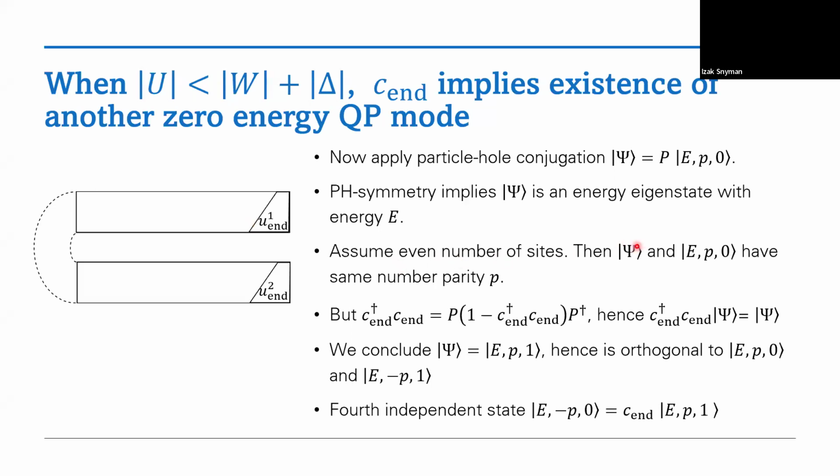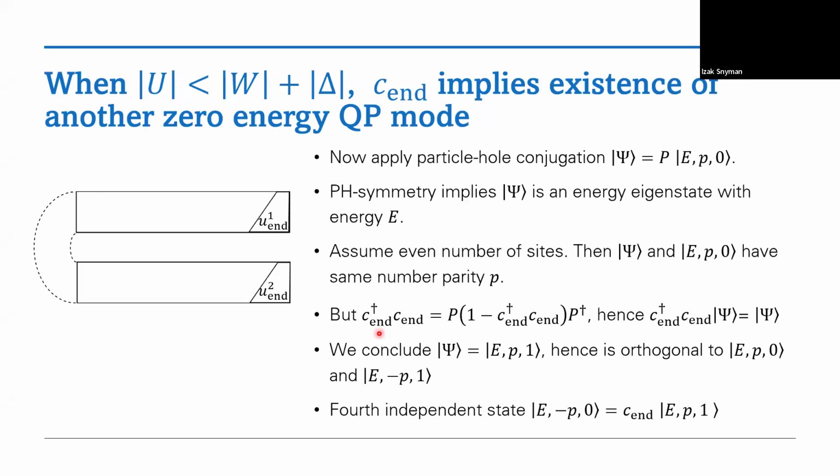Then that means that the state I got by applying P has the same number parity as the state that I started with. The reason is I've got two N orbitals, and I change every full orbital into an empty orbital and every empty orbital into a full orbital. I go from n particles to 2n minus n particles, which has the same number parity. So this state I've created has a number parity.